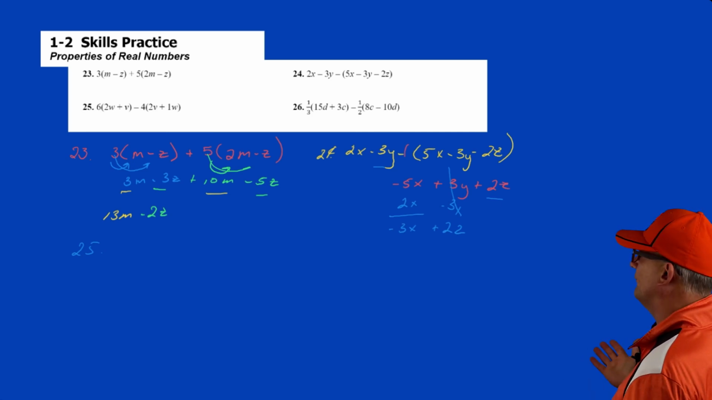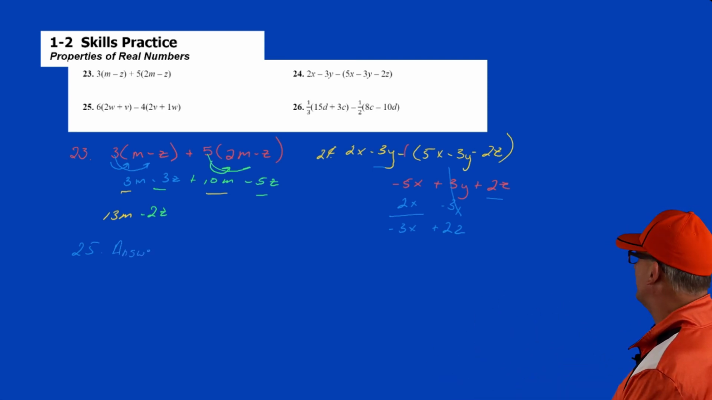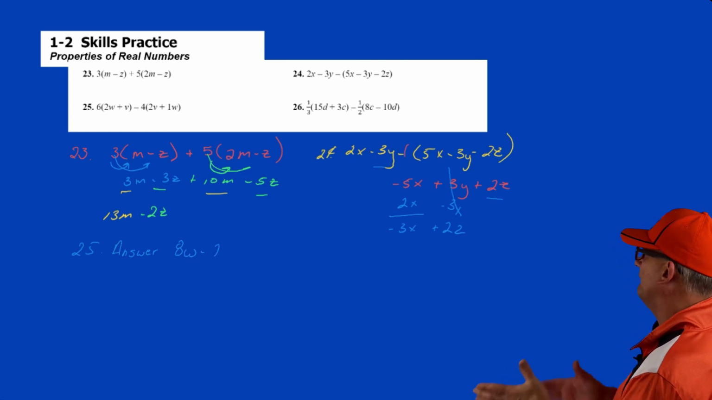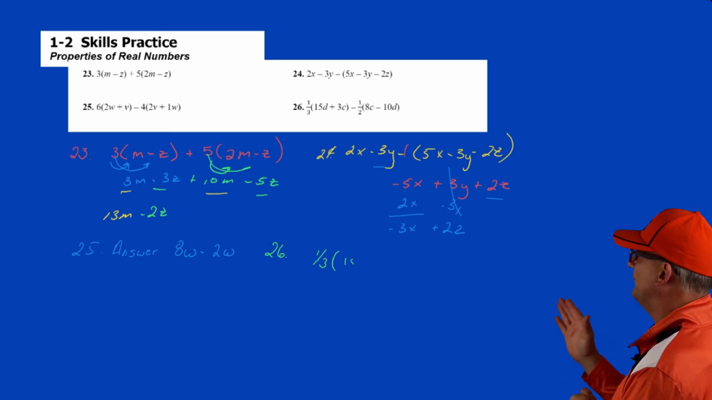All right, 25, distribute. Now what am I looking for? When I look at 25, other than the negative 4 being distributed, there's really nothing here different that you should worry about, right? So 25, the answer, if you do it correctly, is 8w minus 2w. Not 2w, I'm sorry, 2v.